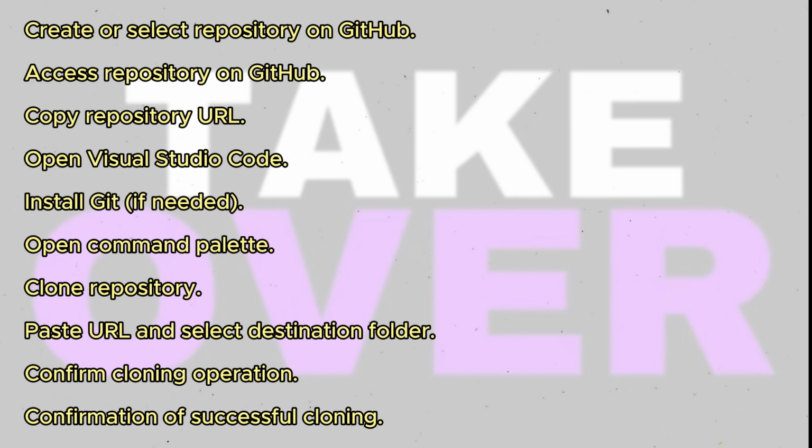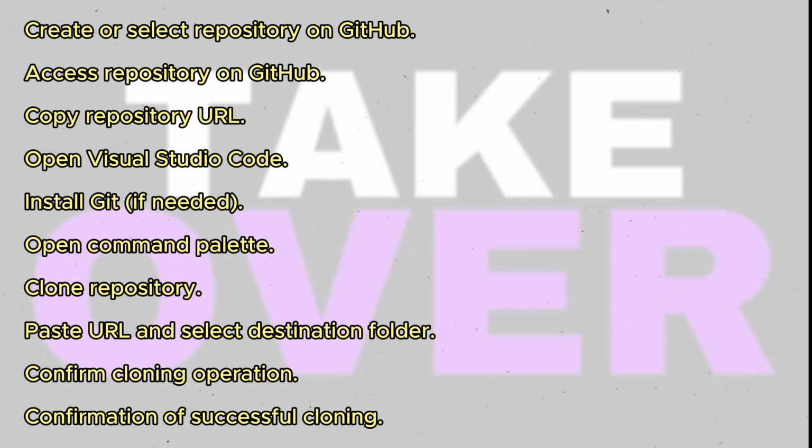Create or select repository. Start by creating a new repository on GitHub or use an existing one. Access repository on GitHub. Open the repository on GitHub. Copy repository URL. Click on the code button and copy the repository URL.